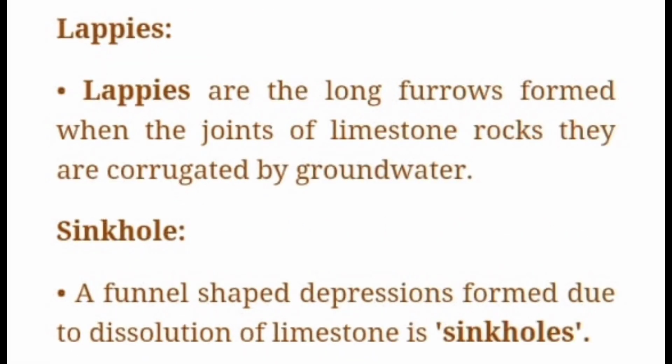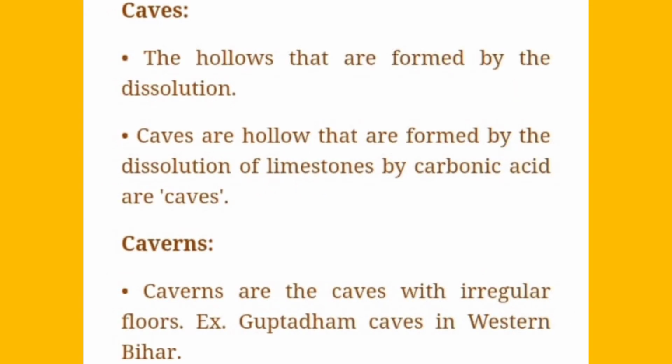Lapies: lapies are the long furrows formed when the joints of limestone rocks are corrugated by groundwater. Then sinkhole: a funnel shaped depression formed due to dissolution of limestone is a sinkhole. Caves: caves are hollows that are formed by the dissolution of limestone by carbonic acid. Caverns: caverns are caves with irregular floors. Example: Guptadham cave in western Bihar.